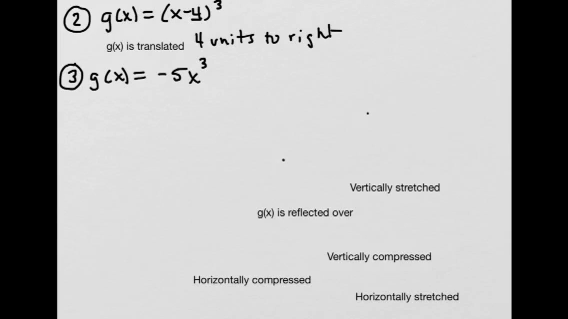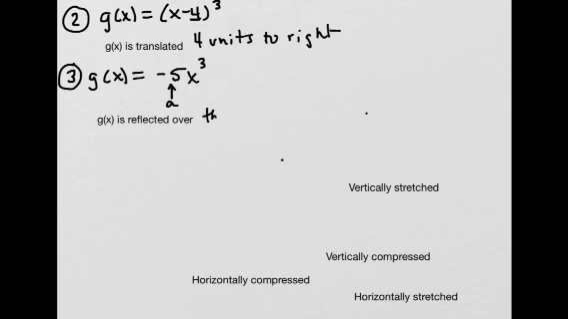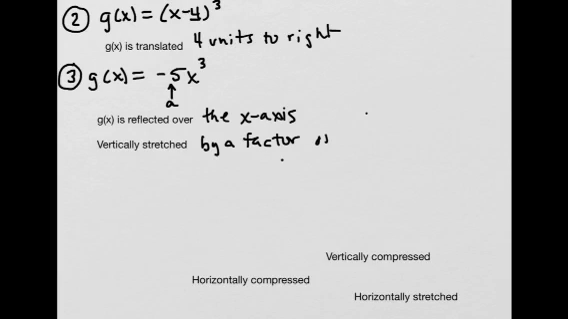Alright, for number 3, the 5 is the a value, and the negative just tells you that it reflects. So for number 3, we say that g of x is reflected over the x-axis, and the 5 tells you that it's vertically stretched by a factor of 5.